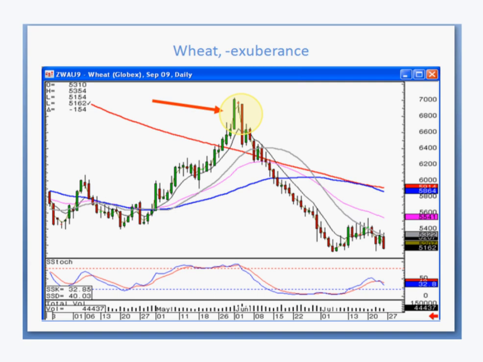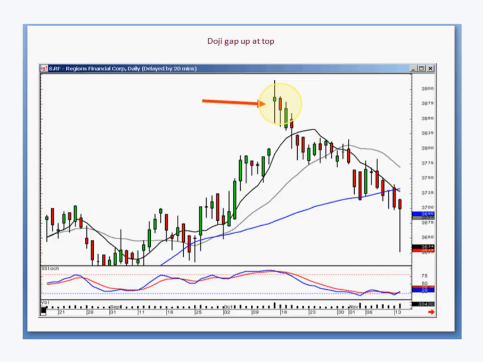evaluation. Do you distinguish between spinning tops or dojis when you interpret signals? No, they both represent indecision. So visually, all we're looking at is that we're seeing indecision coming into a situation.